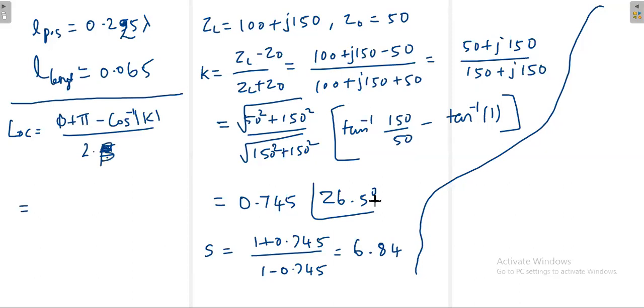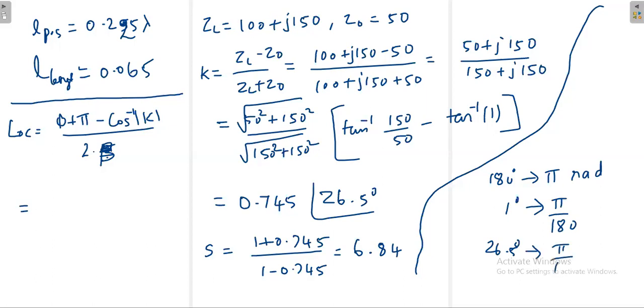Now what is the angle, 26.5? Here the angle is there, and here the angle is there. If this angle is in radian format, then this angle also has to be in radian format. Can anybody convert 26.5 degrees into radians? Because 180 degrees is equal to pi radians, then 1 degree is equal to pi by 180. Then 26.5 degrees is pi by 180 into 26.5. What is this value?